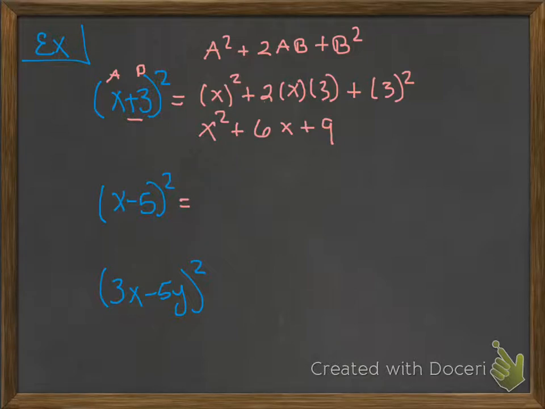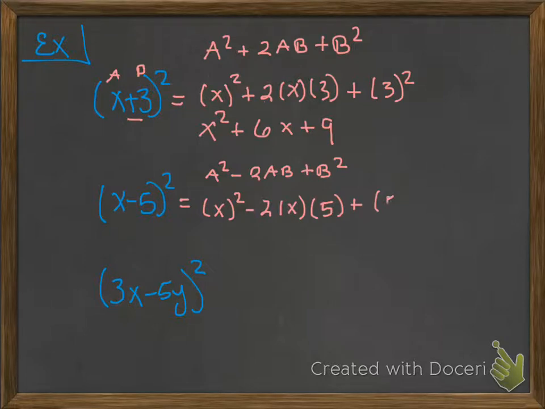Alright, so for this next one, I'm going to use the minus, so it would be a squared minus 2ab plus b squared. And I end up with x squared minus 2x times 5 plus 5 squared. In the end, we end up with x squared minus 10x plus 25. Woohoo!